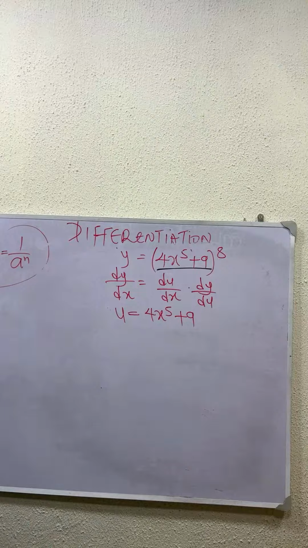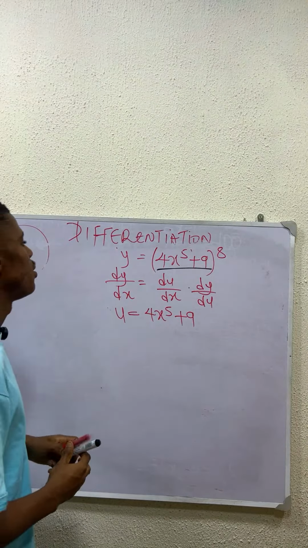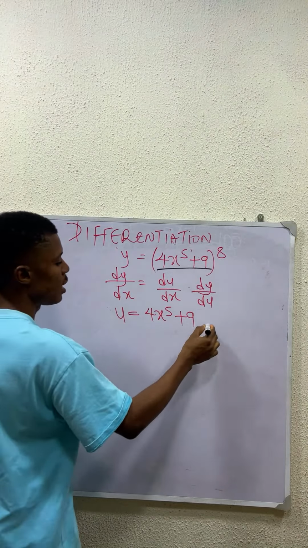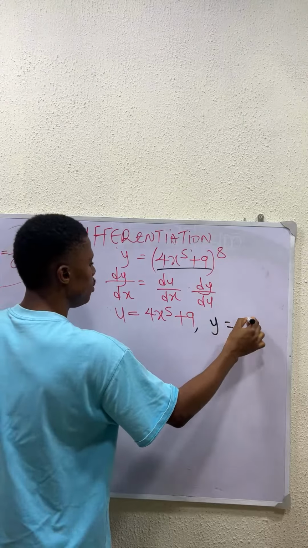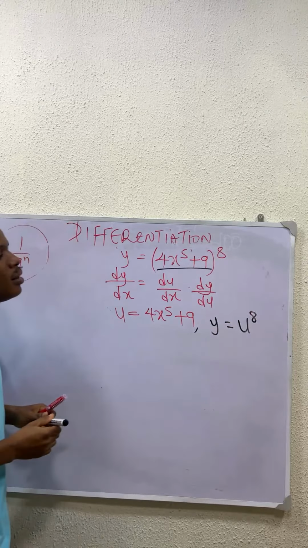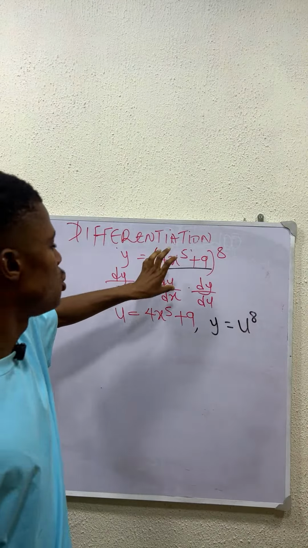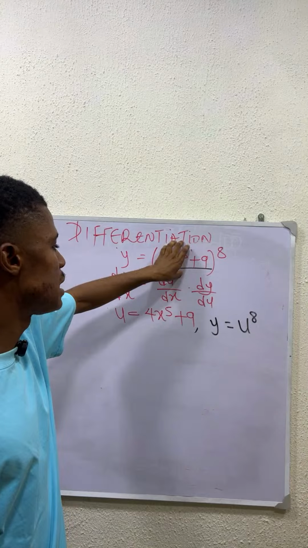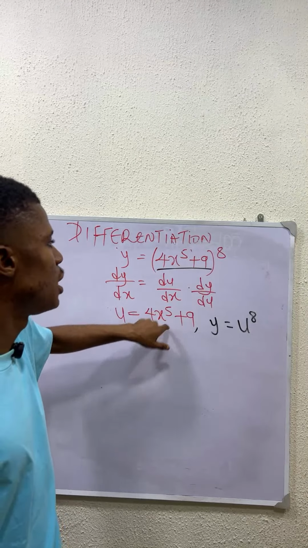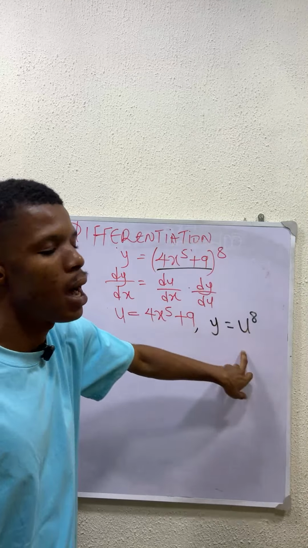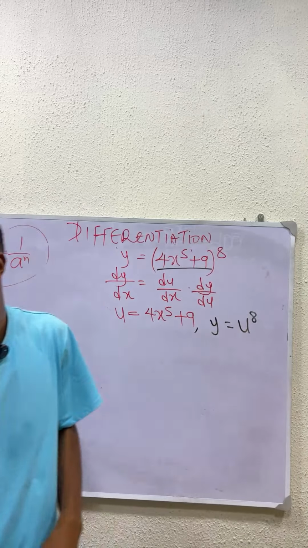Okay? This will be our u. So if you have that, you can now see that our y will now be u to the power of 8. Okay? So the next thing we have to do is to differentiate the inside with respect to x and differentiate the whole term with respect to u. That's what we have to do.